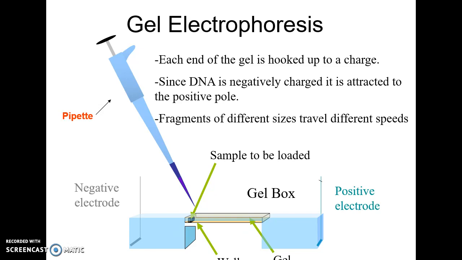And the fragments of different size travel at different speeds. That's very, very important. If it is heavier, so a bigger piece of DNA, it's obviously going to be weighed down, meaning that it's not going to go as fast or travel as far across the gel. So the small pieces travel the farthest. Okay, there's your gel box.